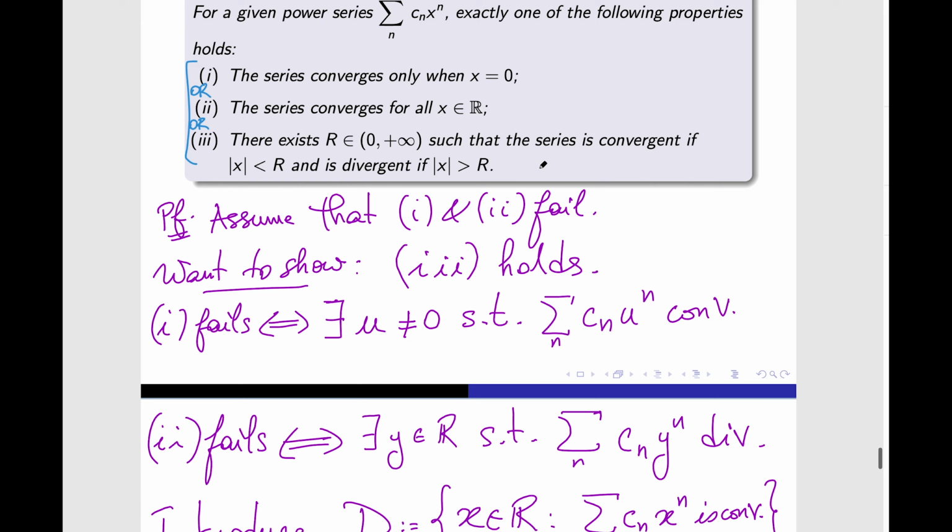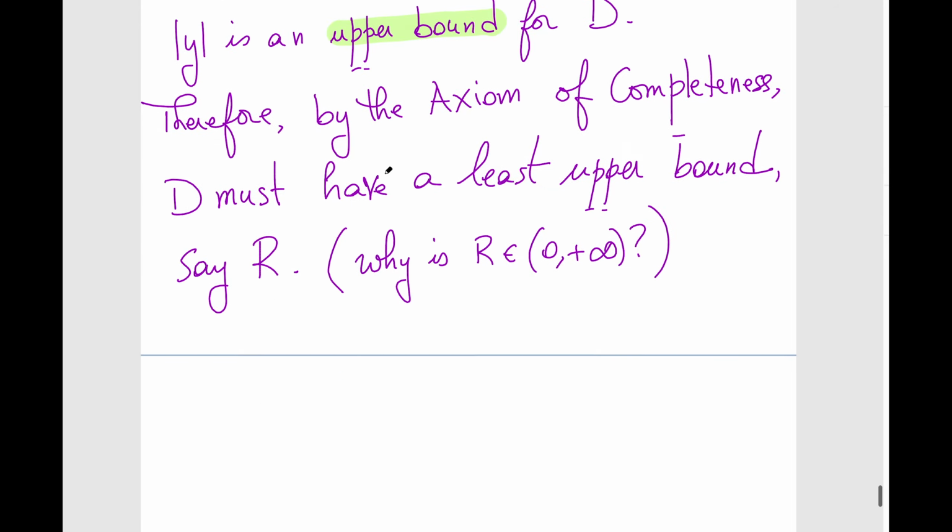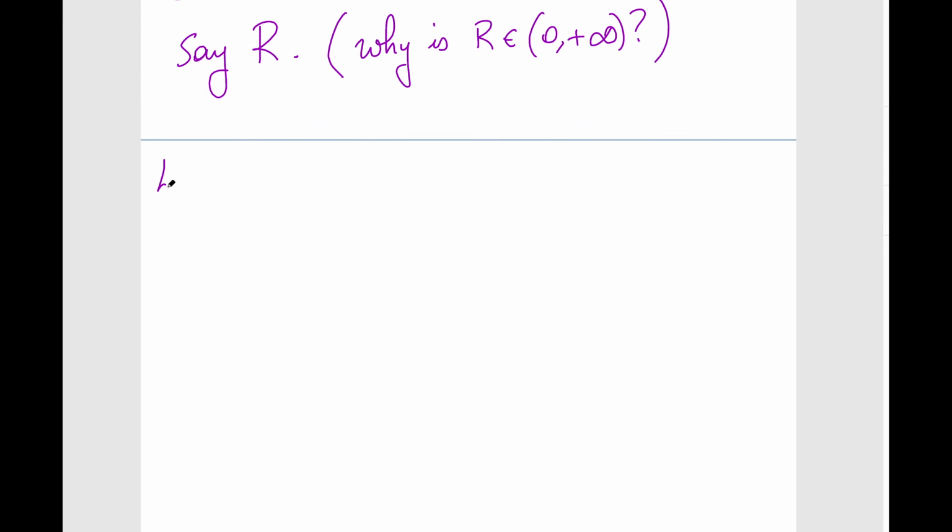Now I want to show you that if you take an x in absolute value less than R, you get convergence of the series, and if you take an x bigger than R, then you get divergence of the series. Okay? Let's take an x. So let's take an x in absolute value less than R.